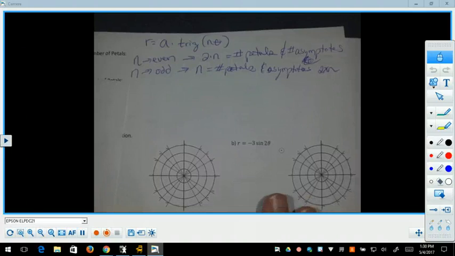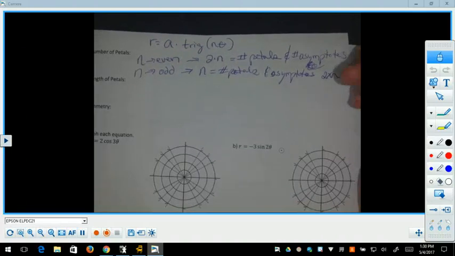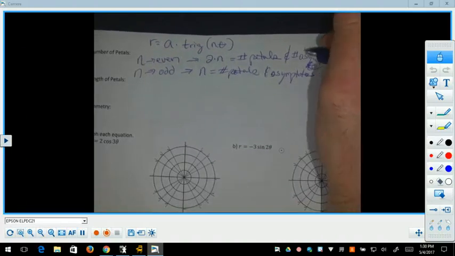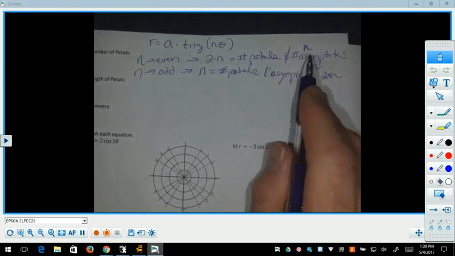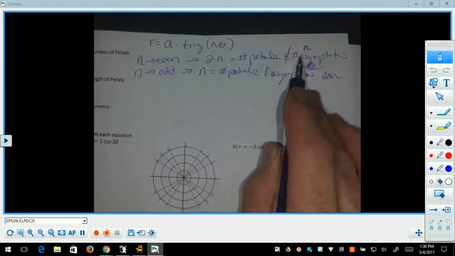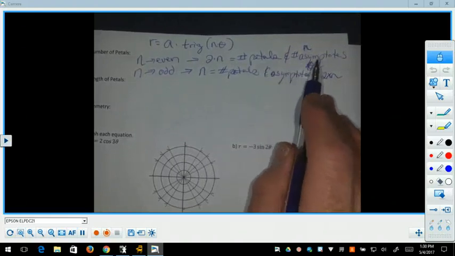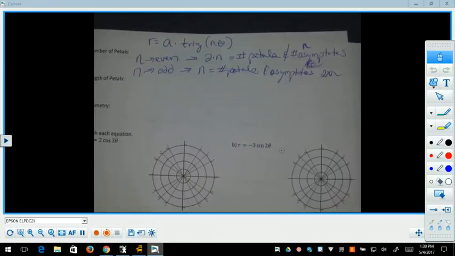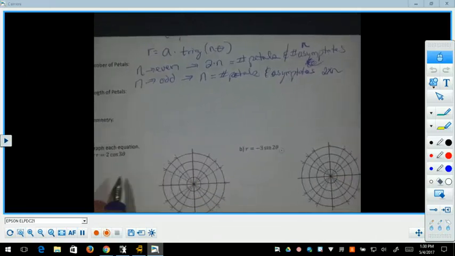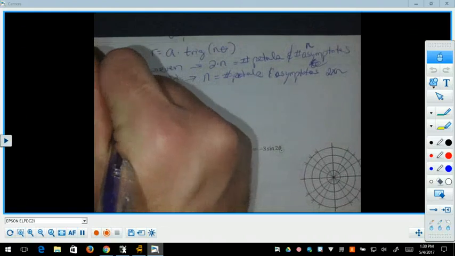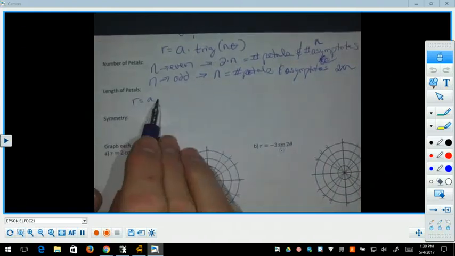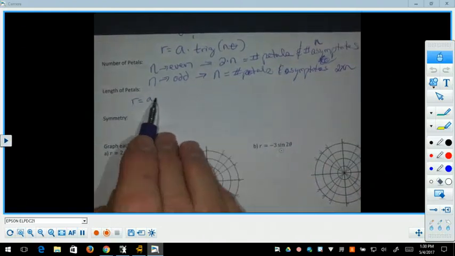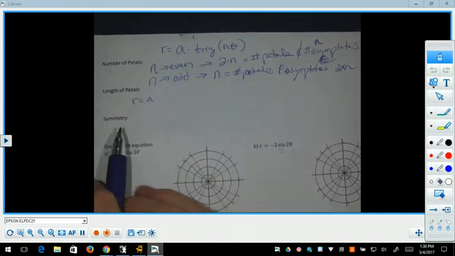I think that's right. I think here if we find n asymptotes, we're actually good because of the symmetry. There's going to be more than that, but just finding n of them will be enough to graph. All right, the lengths of the petals, we already said, comes from the value of a. The radius will just be a. You can drop the trig function, it's the value of a.